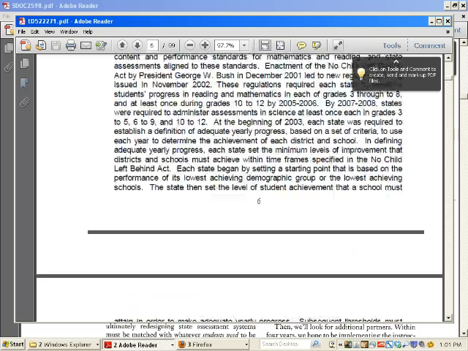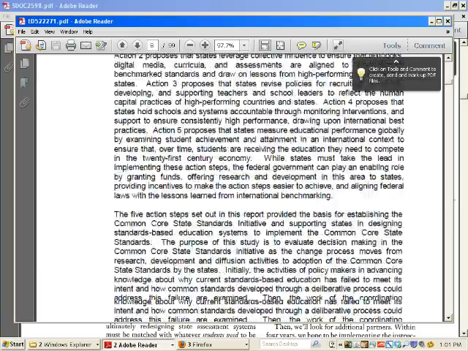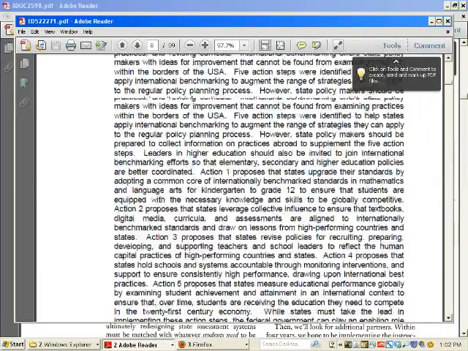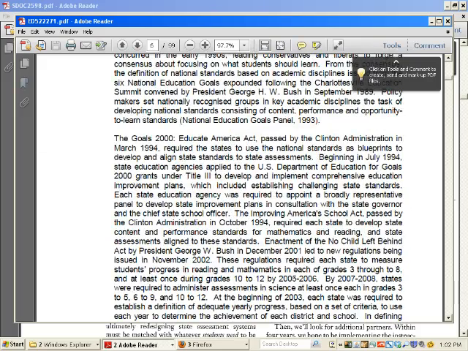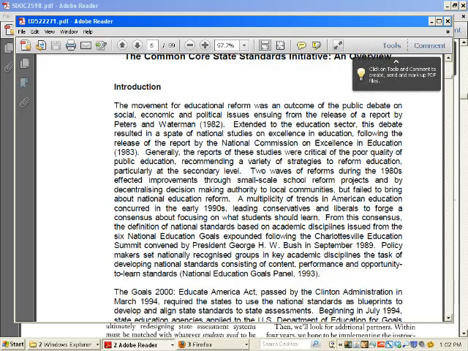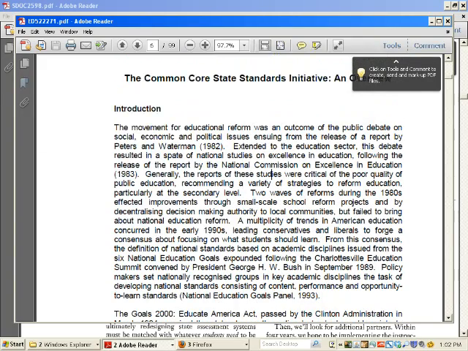He talks about the Common Core standards, and he gets into a very key point. And let's look at the history of it. Let me find where we're talking about. He says the movement for educational reform was an outcome of the public debate on social, economic, and political issues. We've always had a need to have educational reform.